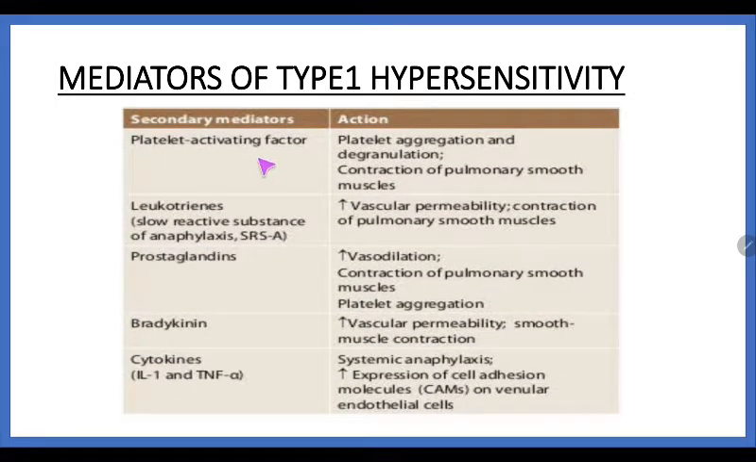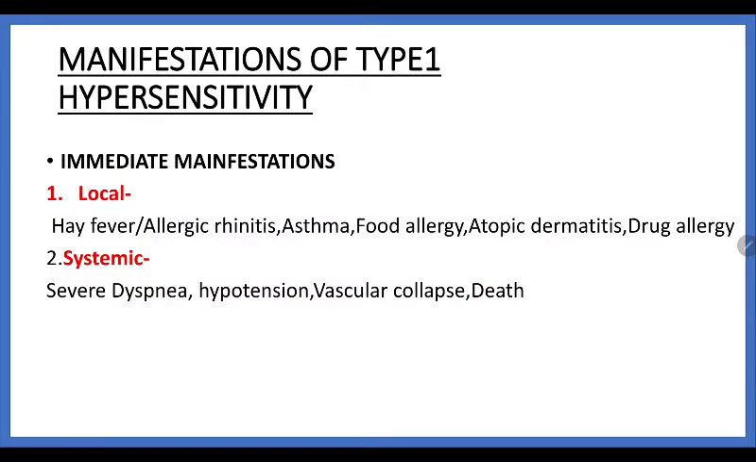Next are secondary mediators. Secondary mediators are the ones produced after the primary mediators. That is platelet activating factor, because after that there will be platelet aggregation and degranulation, leukotrienes, prostaglandins, bradykinin, and other inflammatory cytokines.